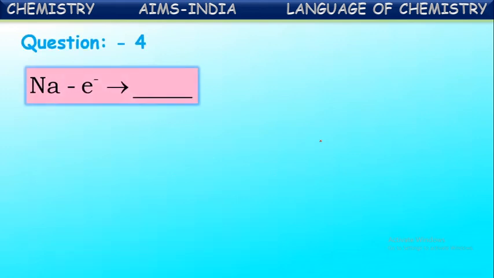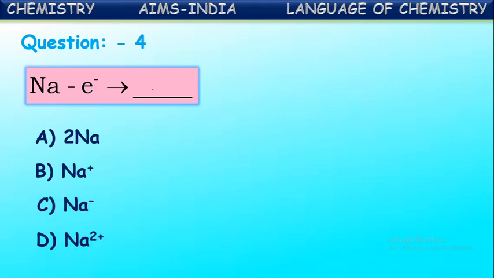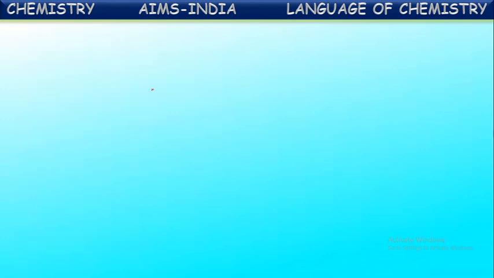Next question. Sodium minus electron. What will be formed here? What does sodium form on losing one electron? Will it form Na plus ion or Na minus ion or Na2 plus ion? Sodium loses one electron and forms a monovalent electropositive sodium ion, or Na plus ion. Okay, on losing one electron, sodium forms a unipositive cation or monovalent electropositive ion. Next question.